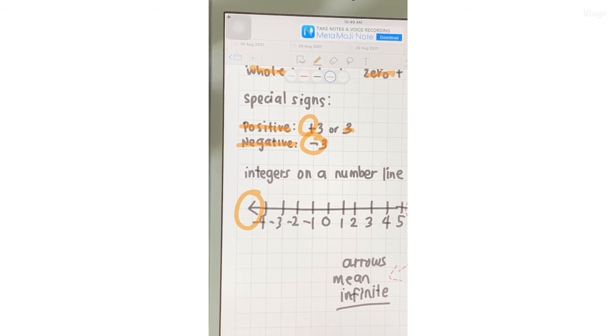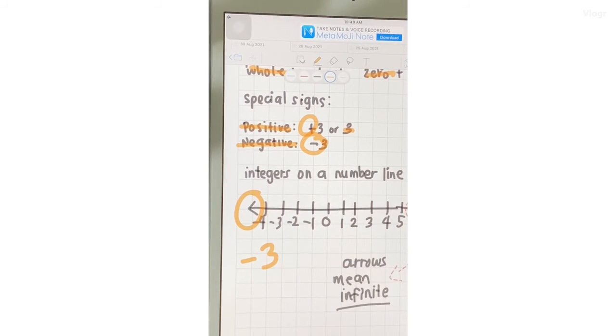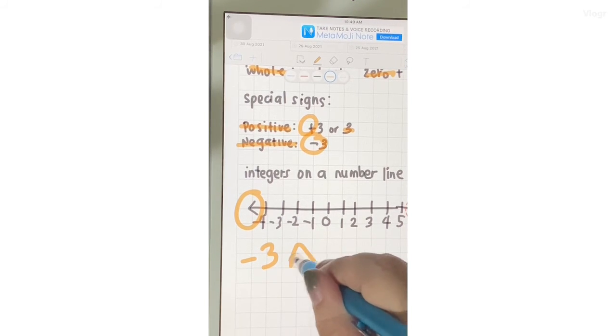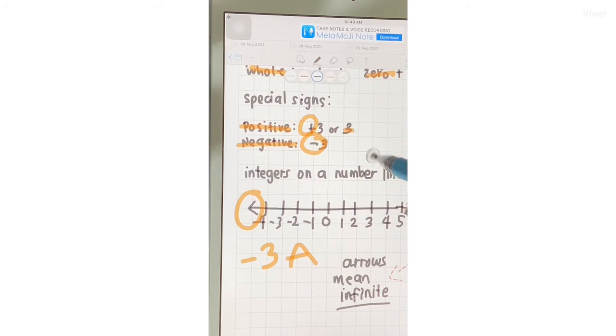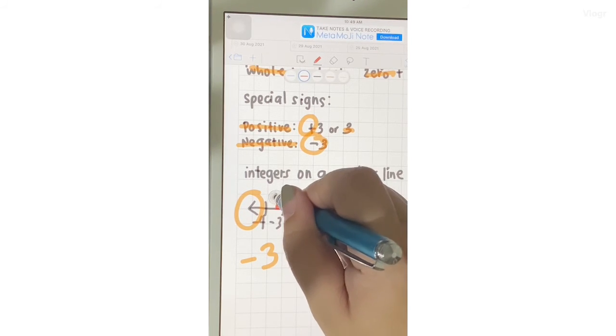Now, I'm going to tell you to plot some numbers on the number line. For example, the teacher will say, okay, please plot -3 and mark it as point A. All you have to do is look for -3 and mark it point A.